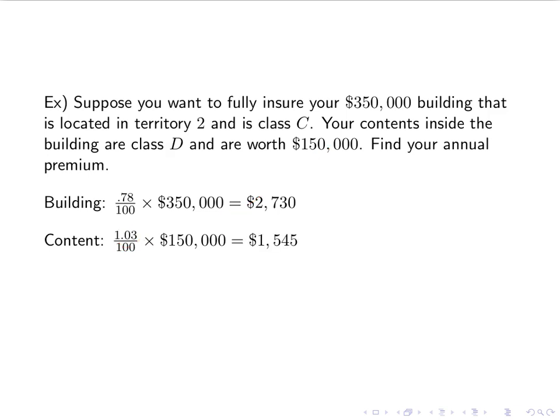So again, hopefully you have the table in front of you, you're finding these numbers, you're throwing it into your calculator, and you're getting the same thing that we are. So the question is find your annual premium. That is one number. Make sure your answer is the sum of these two. So make sure you add them together. And we get $4,275. So I don't want two different answers. I want one answer. That is my annual premium, $4,275.